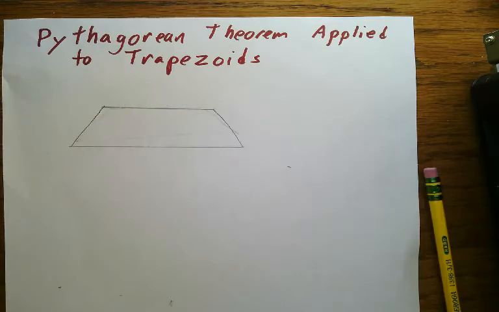Hello, geometry people. We're going to spend one more day looking at the Pythagorean Theorem, and then we will end our study of the Pythagorean Theorem. Today we're going to apply it to trapezoids. What is a trapezoid? A trapezoid is a quadrilateral that has two sides and only two sides parallel.